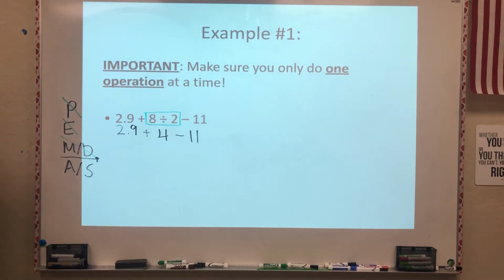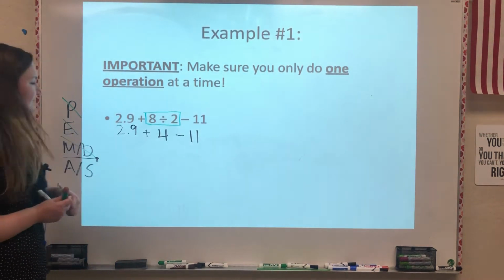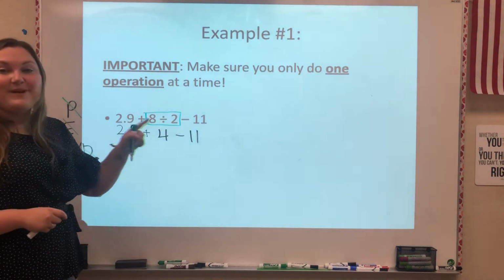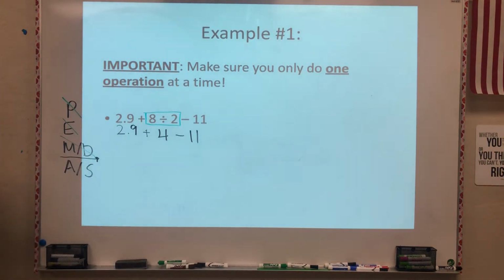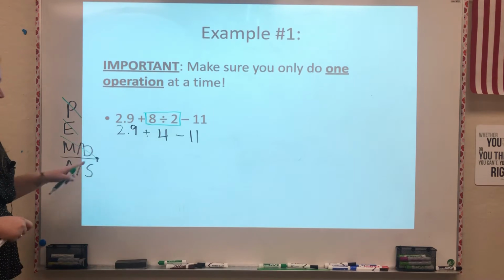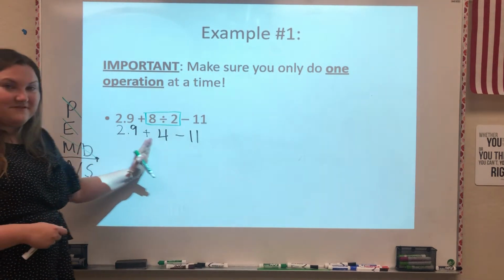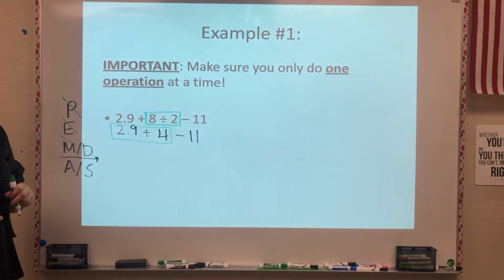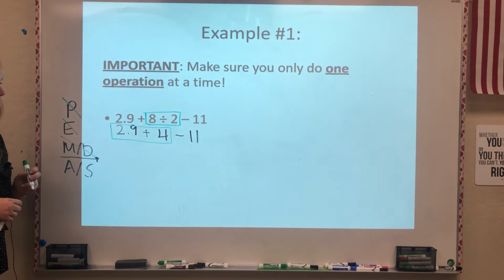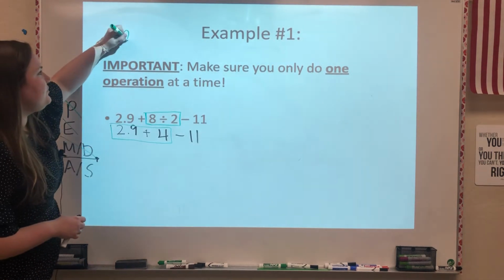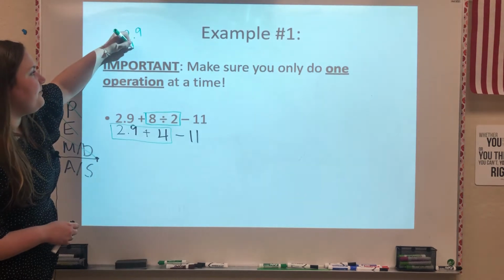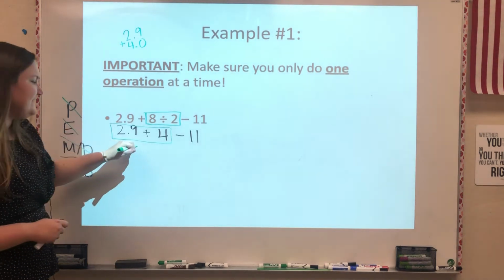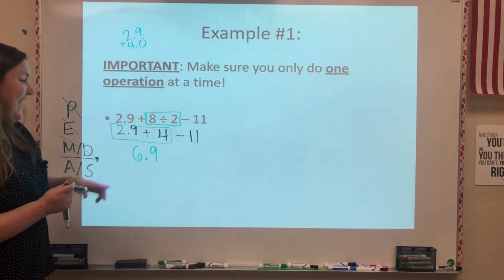Now the last step is add and subtract. Do we have any addition and subtraction? Why, yes, we have both of them. We have addition here and subtraction here. What do I want to start with? I want to start with the addition because remember, if you have both of them, you are working from left to right. So I'm going to start off by doing 2.9 plus 4. What's that going to give me? Well, remember to add that, you want to think 2.9 plus 4.0. Since 4 is a whole number, that's going to give us 6.9.